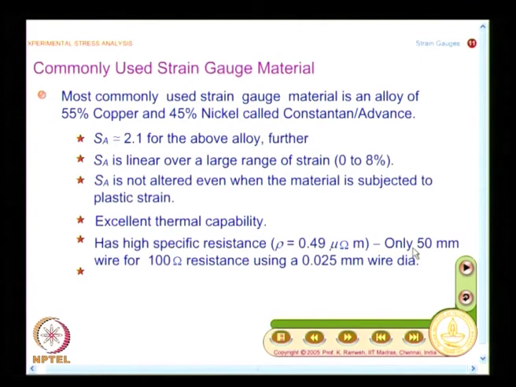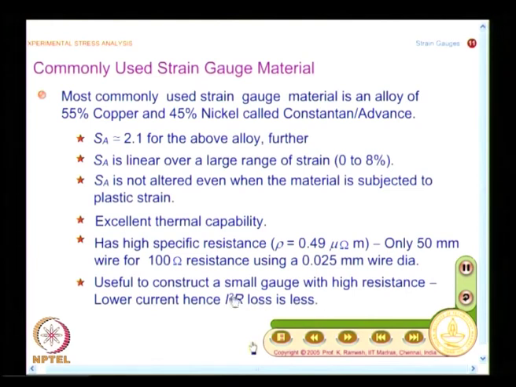This says that a 50 millimeter wire is enough for getting a 100 ohm resistance because of its high specific resistance. And we have already seen that even in that small strain gauge which we saw, we had at least 12 loops. So, if I have a 3 millimeter gauge length, it was about 36 millimeter long.